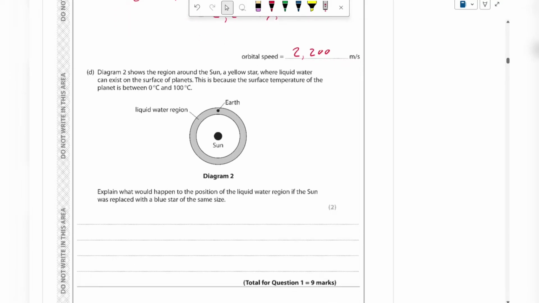Okay, then we have liquid water in this region around the sun. If the sun was replaced with a blue star, the first thing you need to know is what is a blue star. So a blue star is hotter than the sun. You know that a blue Bunsen burner flame is hotter than a yellow Bunsen burner flame. So if the blue star is hotter, the liquid water would be further away, because where this liquid water is, where Earth is, would become hotter.